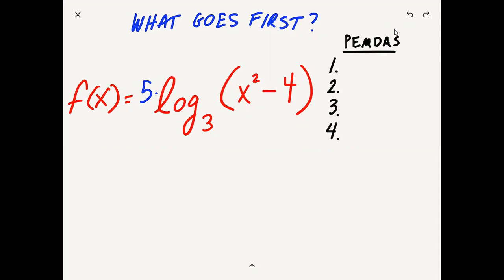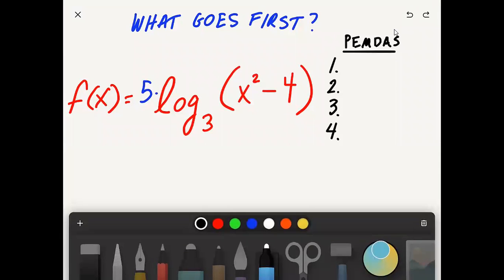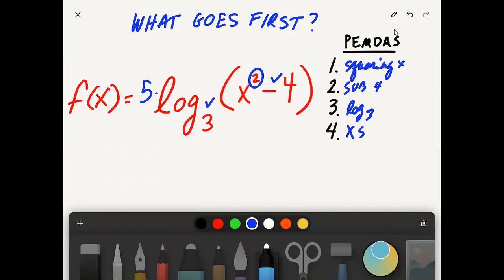according to PEMDAS, what's the first operation that we are doing on the X? The first thing that we're doing is it has parentheses, so we're going to do what's inside the parentheses first. The first operation is squaring the X. And then the second operation would be subtracting 4, right? We do those two things inside the parentheses first, and then we would go to the logarithm with a base 3. So that's the next thing that we're doing. And then the final thing is multiplying by 5.